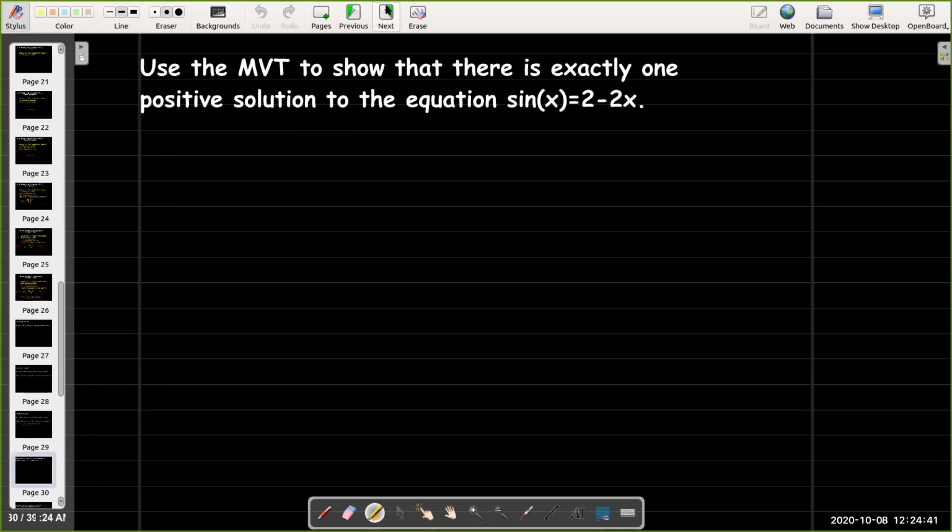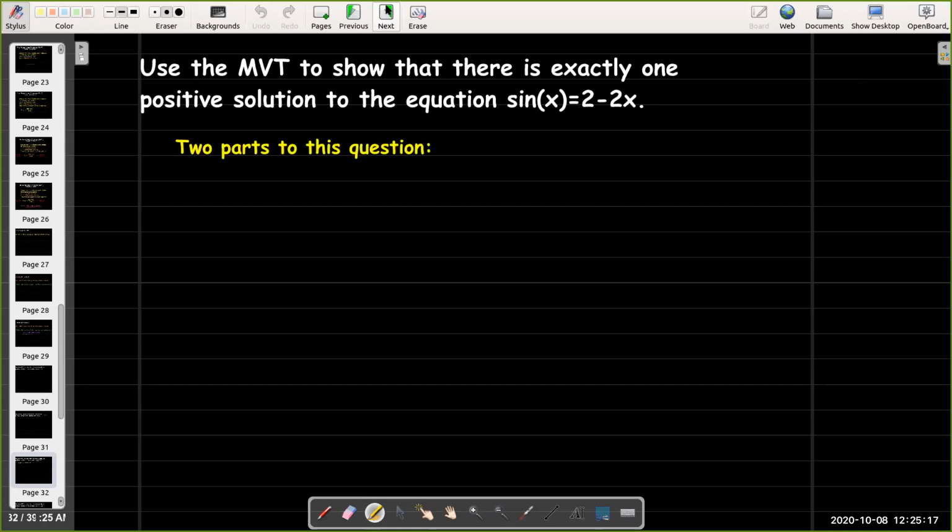So let's look at an example where we can apply the mean value theorem. We're going to use the mean value theorem to show that there is exactly one positive solution to the equation sine of x equals 2 minus 2x. So when we say exactly one, we mean one and only one. There has to be one, but there can't be any more than one. And we're not actually trying to solve the equation. We're just simply trying to show that such a solution exists.